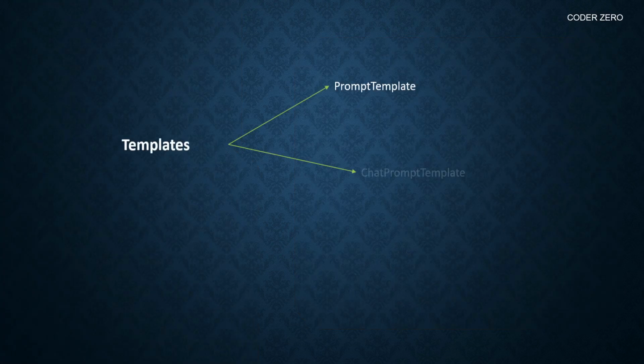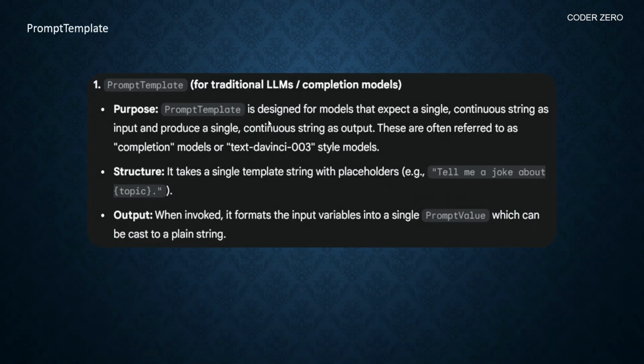Now in LangChain we'll be discussing prompt template and chat template. So prompt template is designed for models that expect a single and continuous string as input and produce a single and continuous string as output. These models are often referred to as completion models or text-davinci-003 style models. So basically we are giving a string as input and will be receiving a string as output.